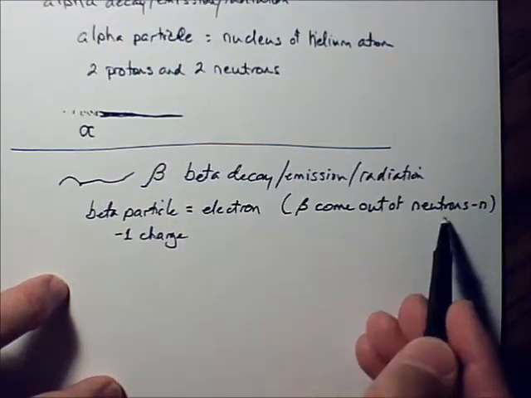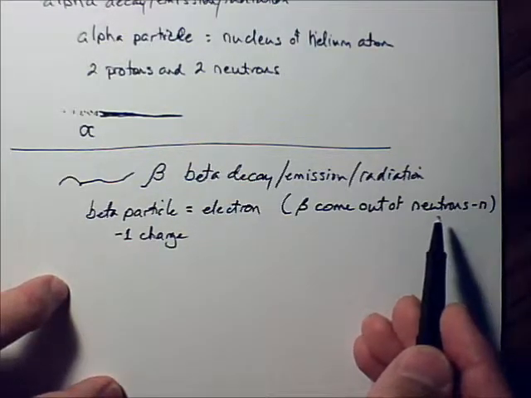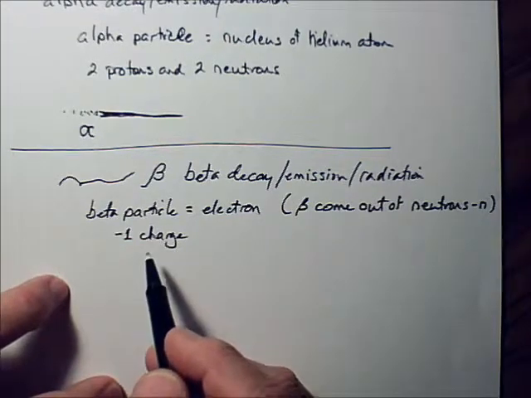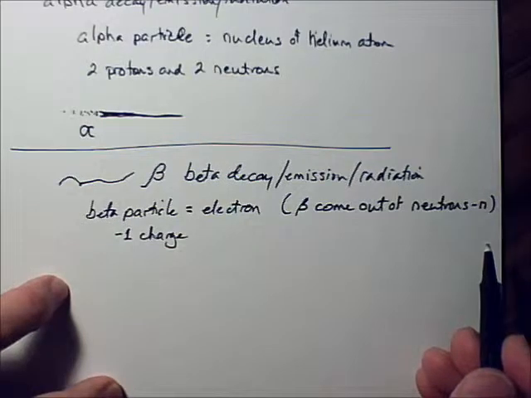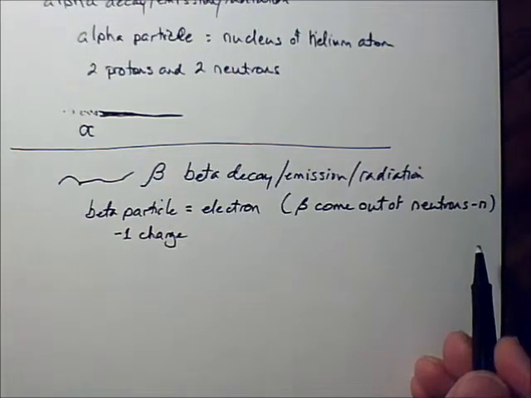Now, if neutrons are neutral and beta particles are 1 negative, and beta particles come out of a neutron, what do you get after the beta particle comes out?